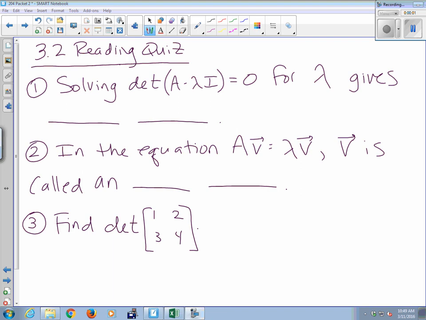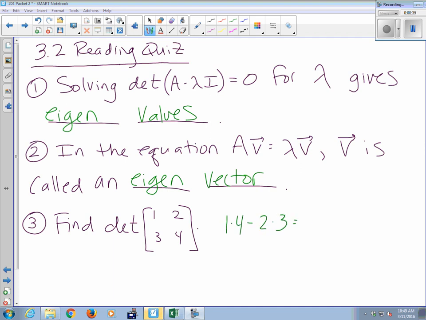So when you solve the determinant of A minus lambda I equals 0 for lambda, what is that solving for? Eigenvalues. Yes. You wouldn't say eigenvectors? No, you'd say eigenvalues. Remember the chapter: in the equation AV equals lambda V, V is called an eigenvector. And to find the determinant of a 2 by 2 matrix, you just do AD minus BC, so you would do 1 times 4 minus 2 times 3, negative 2.